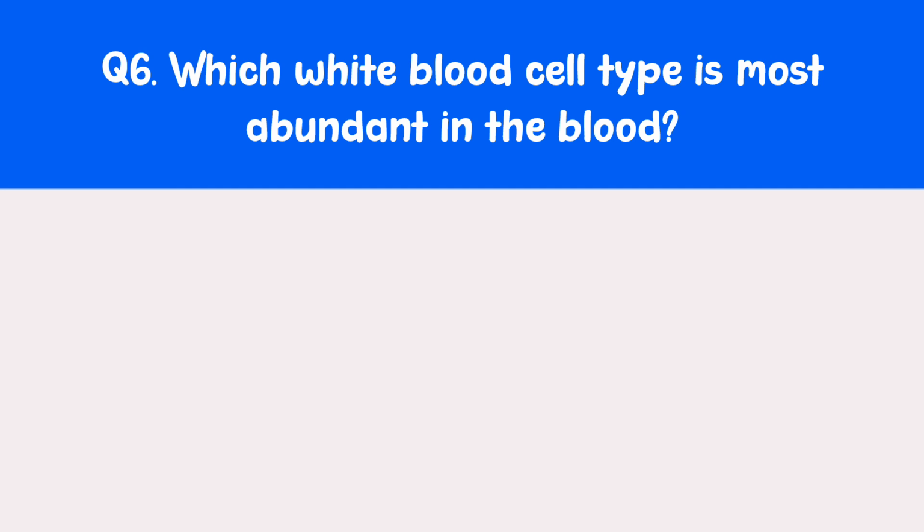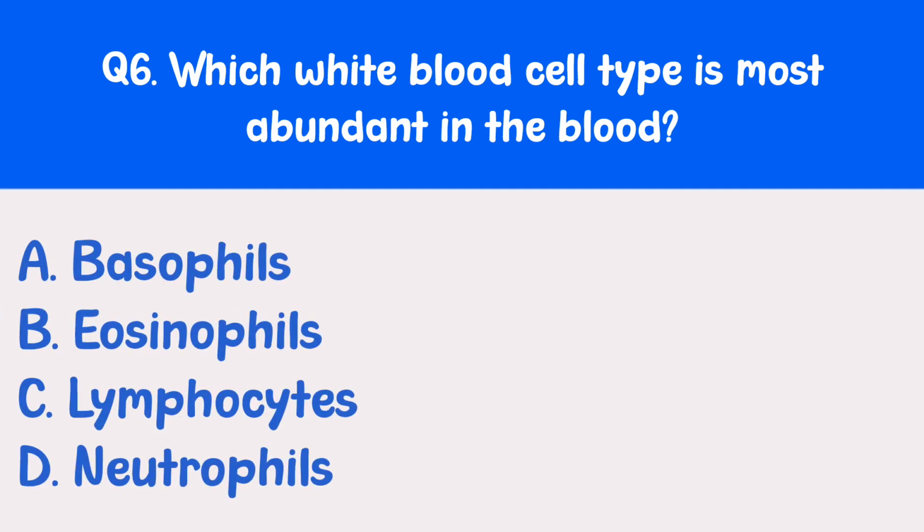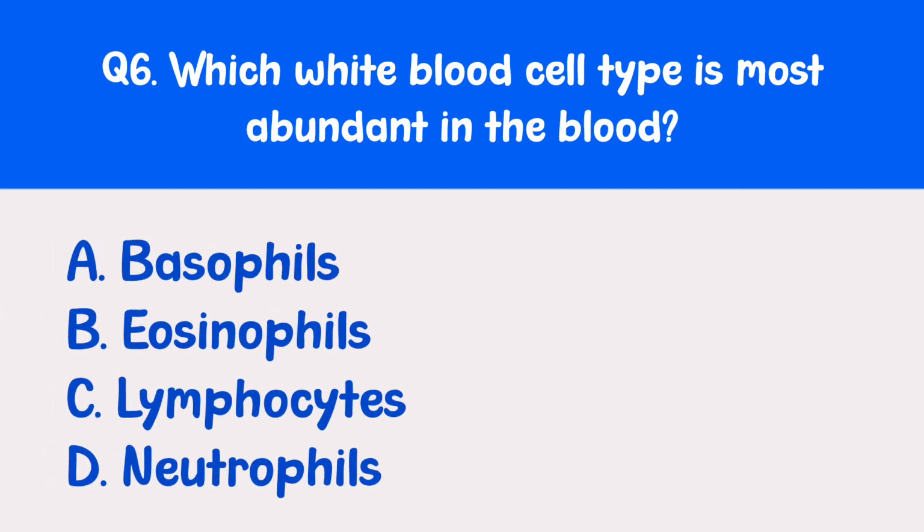Question number 6. Which white blood cell type is most abundant in the blood? A. Basophils, B. Eosinophils, C. Lymphocytes, and D. Neutrophils. Our answer here should be D. Neutrophils. Neutrophils are one of the most numerous white blood cells, and they are the first responders to bacterial infection.